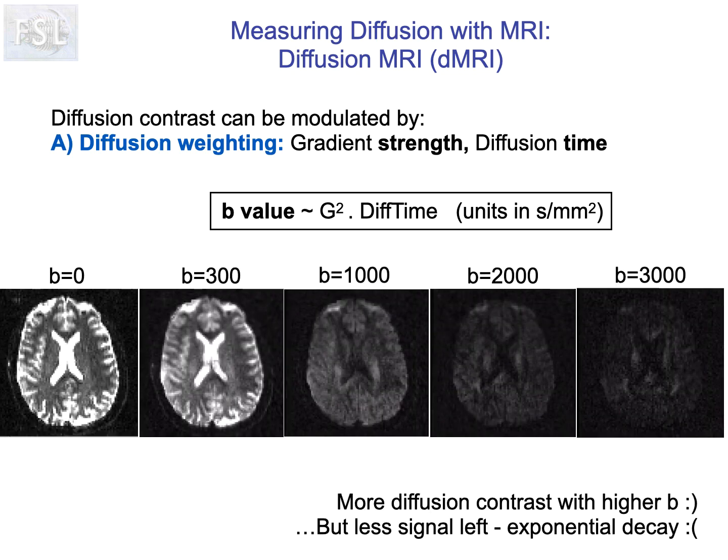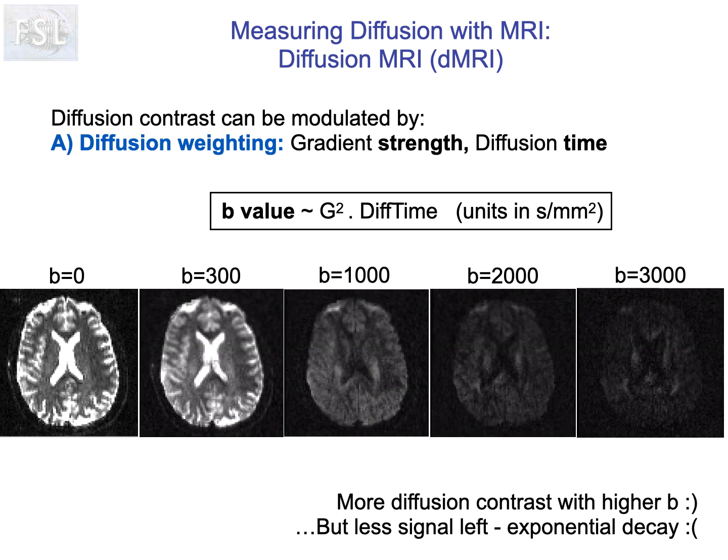Here we have multiple images with different diffusion weightings. The first is B equals 0, and this is the baseline image where we have no diffusion weighting at all. At B300, you can see we start to get some signal loss. At B1000, we already have a lot of signal loss, and so on through the B values.